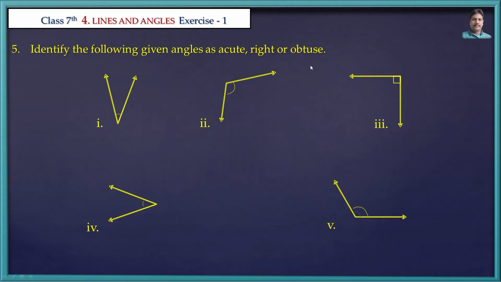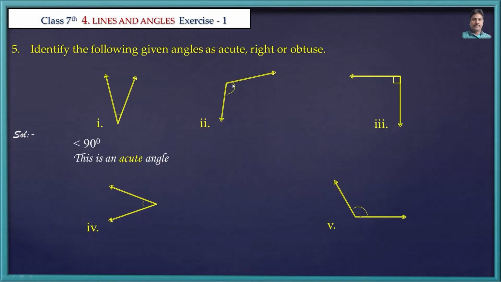Children, you know that an acute angle is less than 90 degrees, a right angle is equal to 90 degrees, and an obtuse angle is greater than 90 degrees. We can easily find out. See this first figure, this is an acute angle because the angle is less than 90 degrees. This is an acute angle.